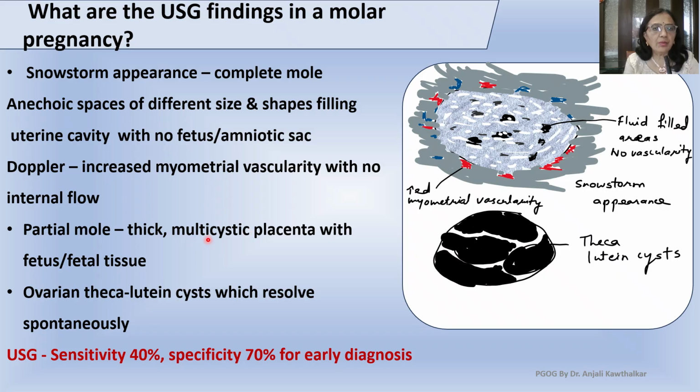With a partial mole, a thick multicystic placenta with fetus or fetal tissue will be seen. And sometimes, in 25% of complete moles, we can see large ovaries with large clear fluid-filled cysts. These are the theca lutein cysts. The sensitivity of ultrasonography is unfortunately only 40% in early pregnancy, and specificity is 70% for the early diagnosis. Especially in early first trimester diagnosis, the sensitivity is low.